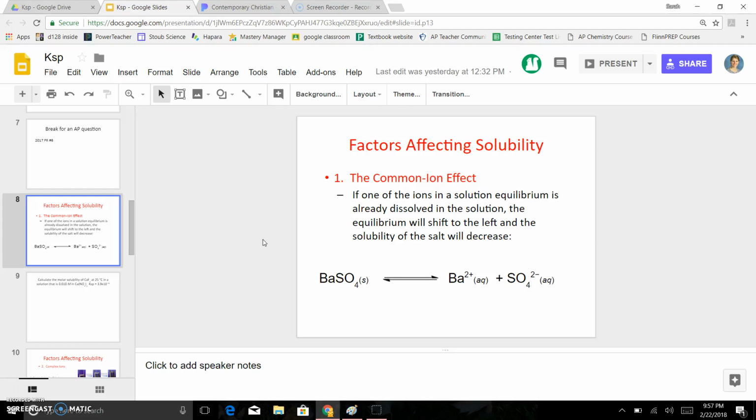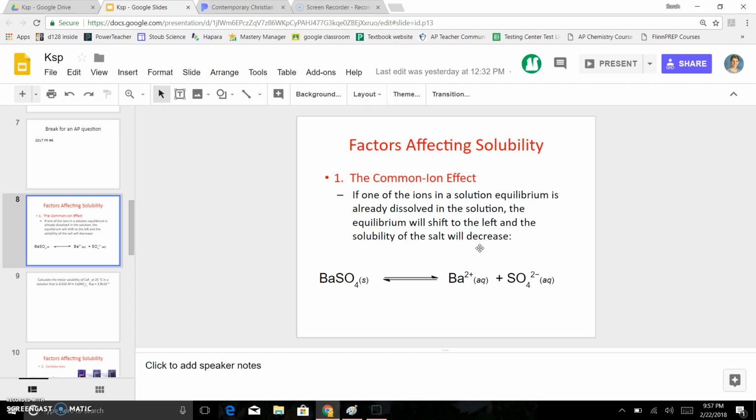Hi there. This video is to talk about the common ion effect, what it is, and how it's going to affect our math. So here we go. These are factors that affect solubility. I'm really only covering two in this segment of our big idea 6, and then we're going to go into more after we learn about acid-base. Number 1 is the common ion effect, which is really Le Chatelier's principle.